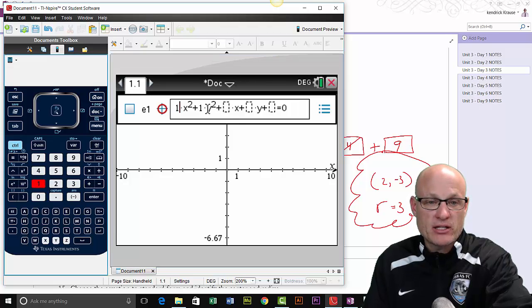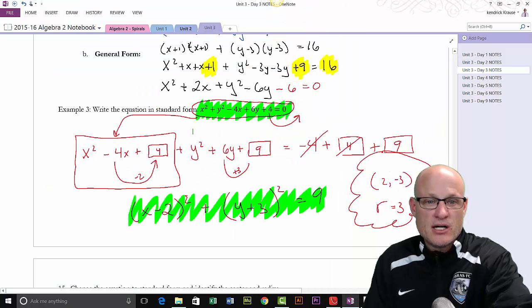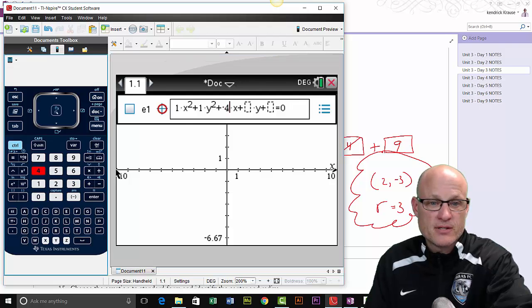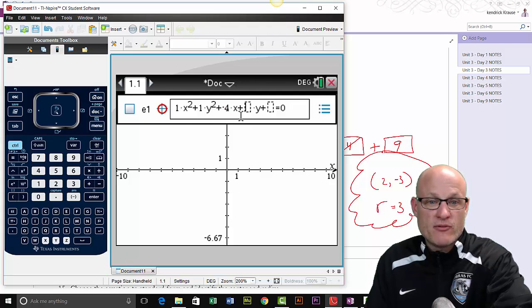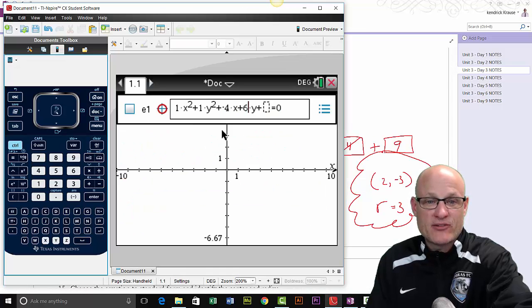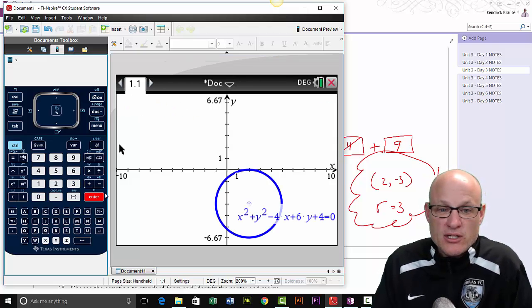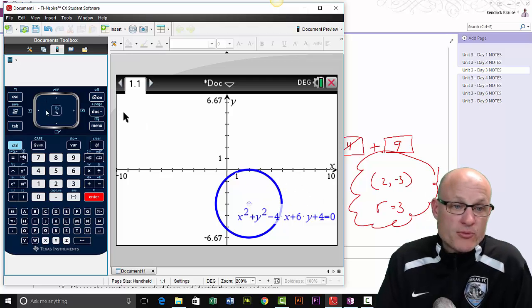And notice that it automatically changed this one to a 1 because those have to be the same. Otherwise, it's an ellipse, and we don't want to graph an ellipse. The number in front of the x term is negative 4. These can be different. The number in front of the y was a positive 6. And my constant was 4. And if I graph this, it should graph me a nice little circle centered at 2, negative 3 with a radius of 3.